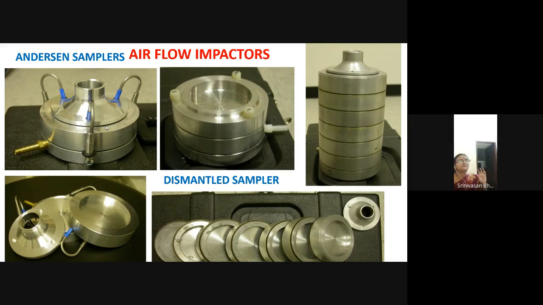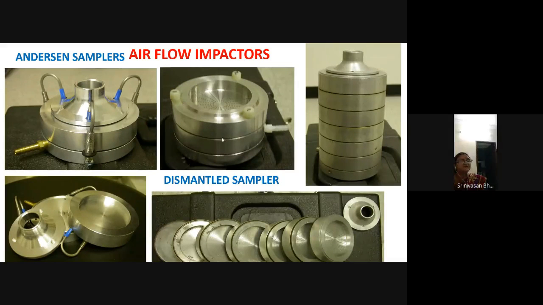The air escape is prevented with the help of a gasket. You can see here the black gaskets, which prevent the air which is flowing in from coming out. Okay, so this is about the Anderson single stage sampler.